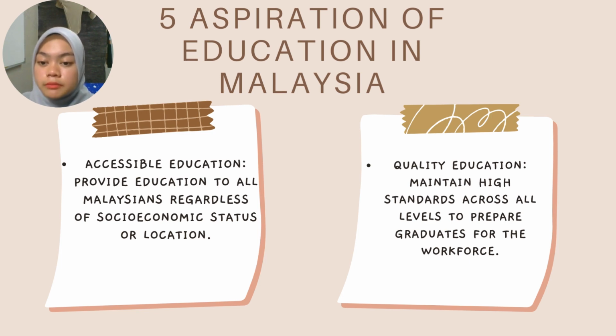So the first one is about accessible education. Accessible education refers to the aspiration to provide education to all Malaysians, regardless of socioeconomic backgrounds or geographic location, ensuring equitable opportunities for learning and development. And the second one is about quality education, striving to maintain high standards of educational quality across all levels, from primary to tertiary education, to ensure that graduates are well prepared for the demands of the workforce and global challenges.